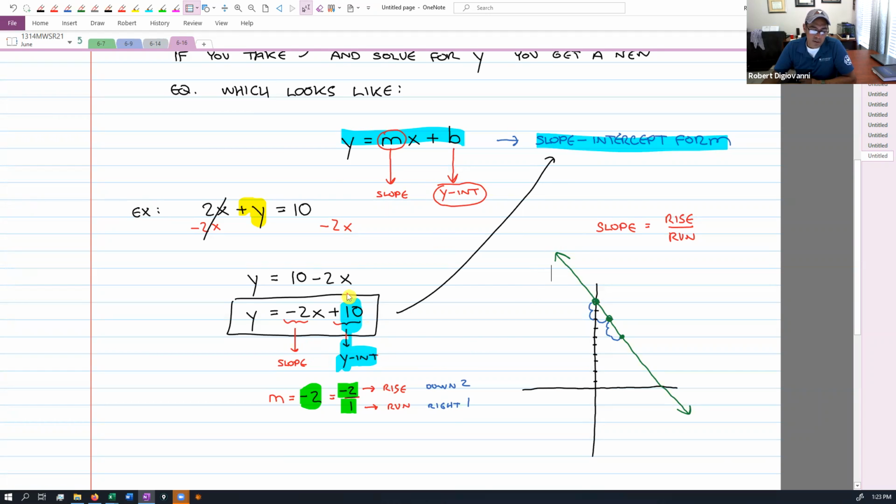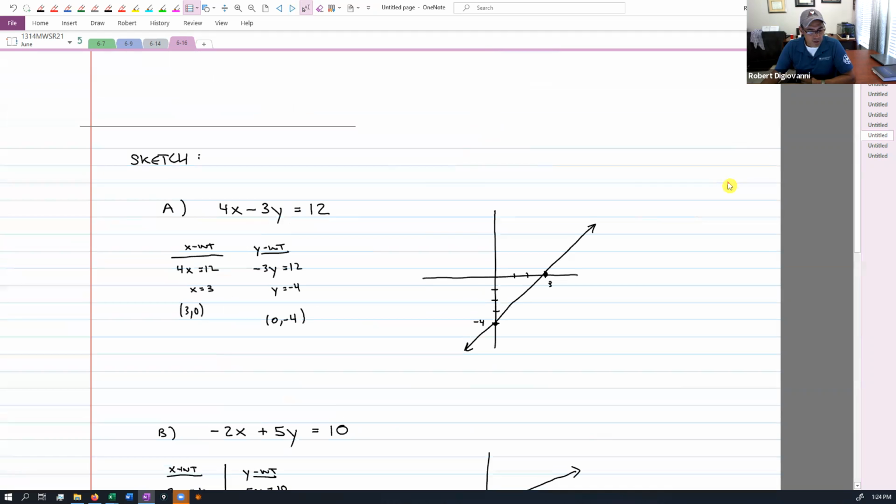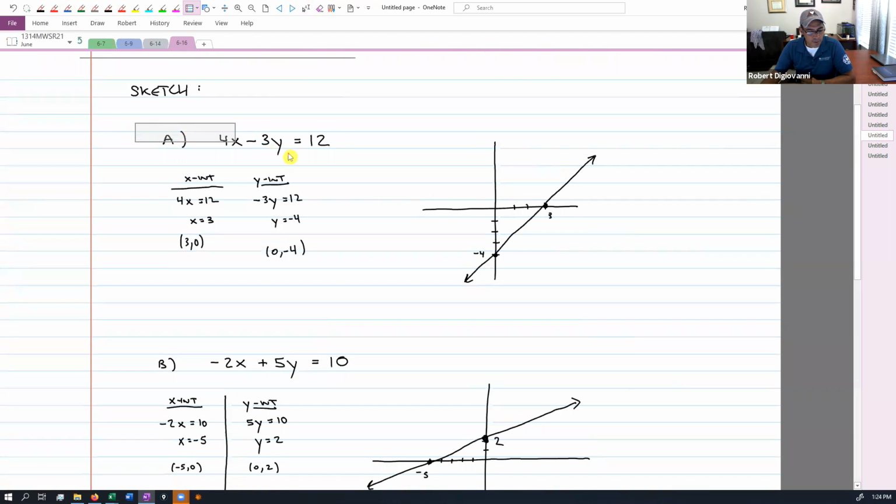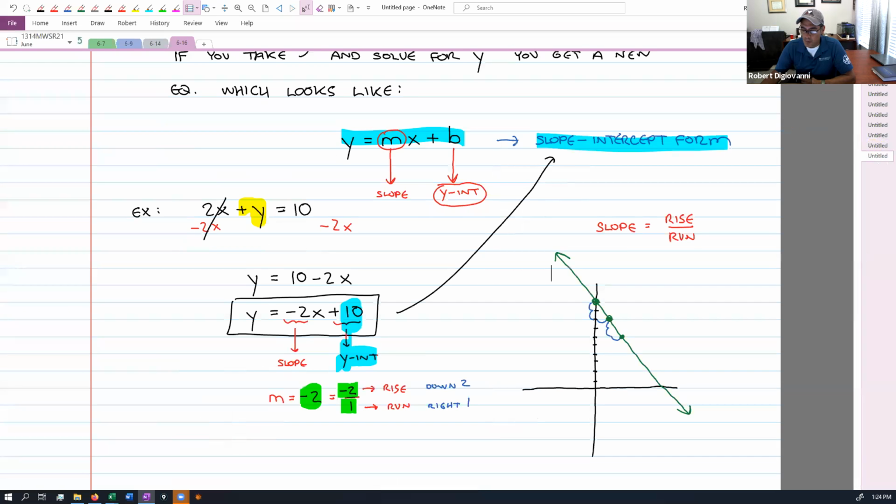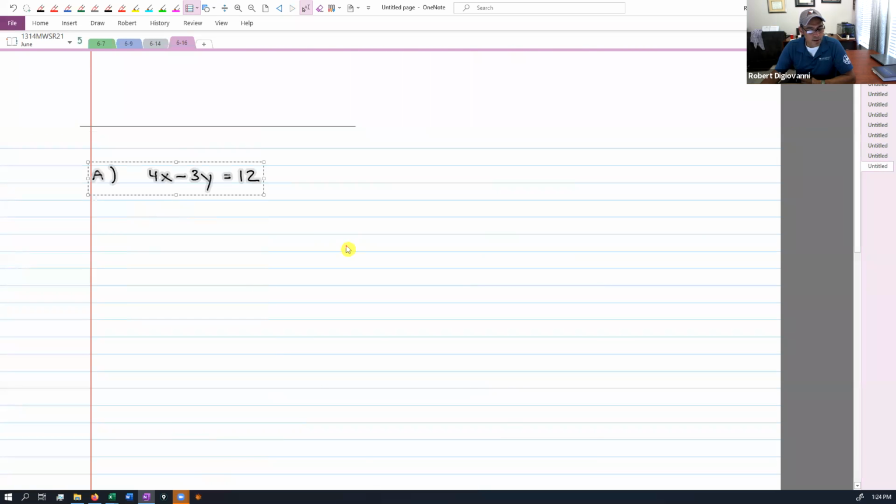Now this might appear, at least to you, to be harder because you have to move things around. But later on, you'll see that most of the time when we deal with lines in other classes, it's usually in the slope intercept form. That's the way it's given to you. So we want to be able to work with them. So I'd like to go back to these questions here. I'd like to see if we can take this problem and do this one.